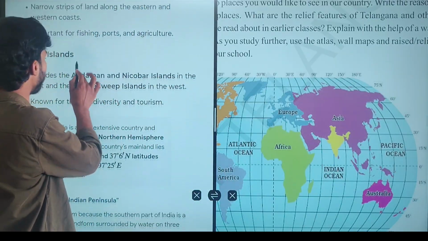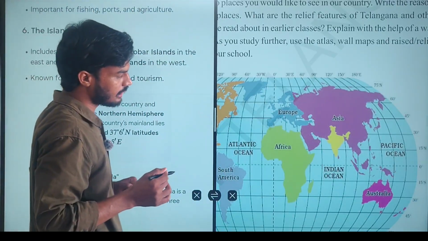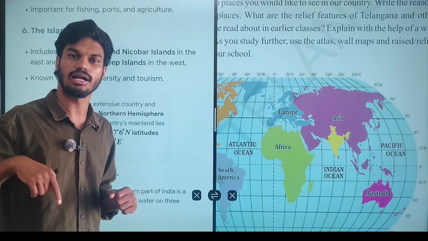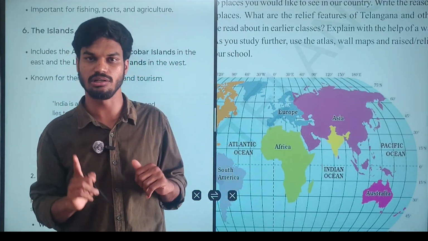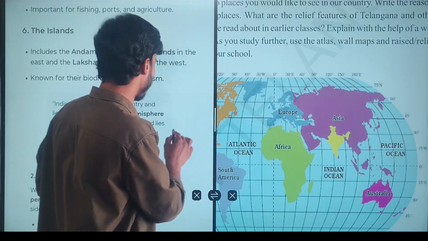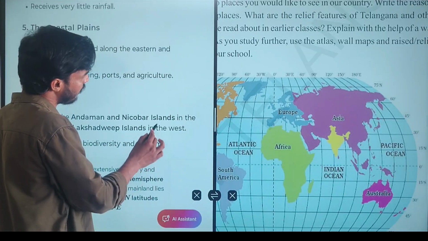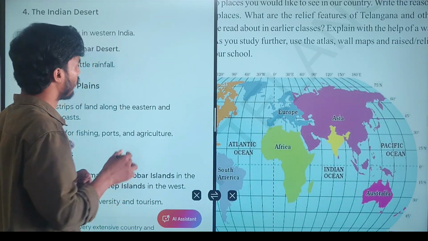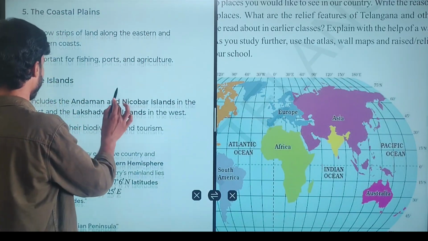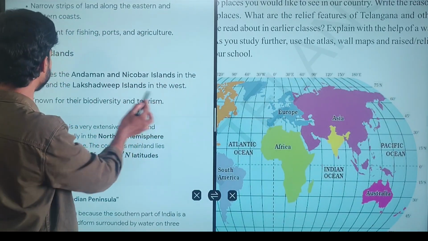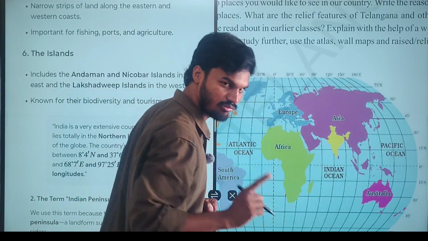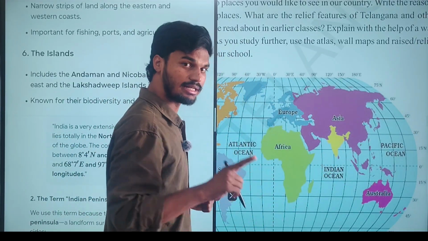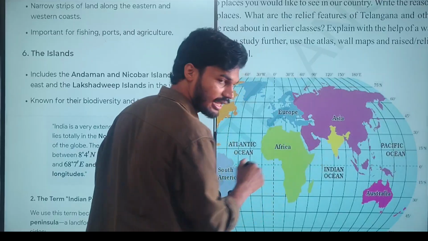Next one, again, islands. I said that a piece of land which is surrounded by water on four sides is known as an island, whereas land which is covered by water on three sides is known as a peninsula. Islands in our India are the Andaman and Nicobar Islands and Lakshadweep. At the eastern side of our India, there are the Andaman and Nicobar Islands, whereas at the western side, there is Lakshadweep.